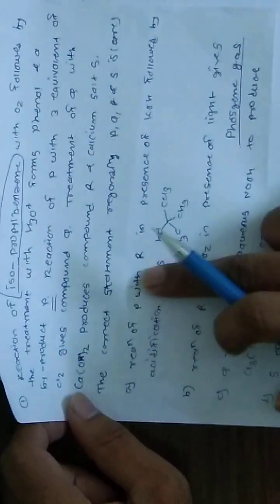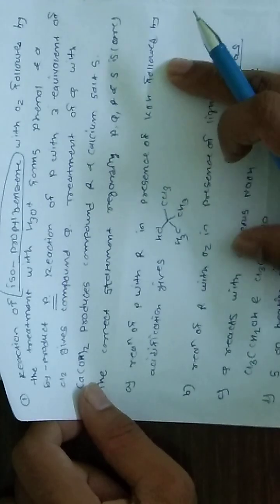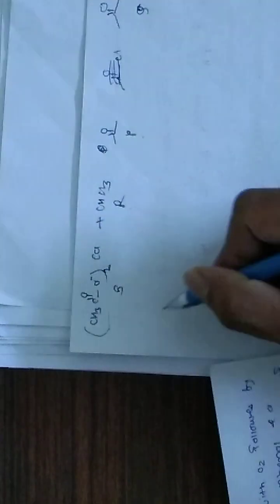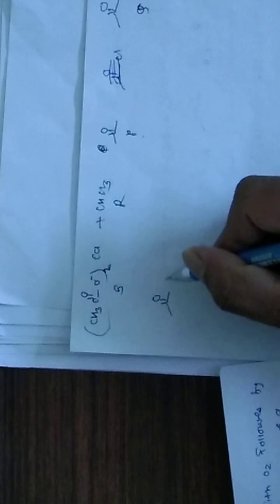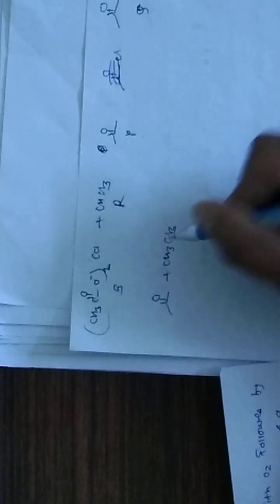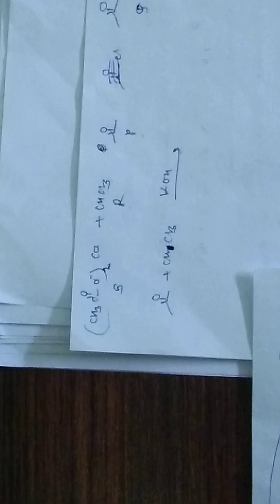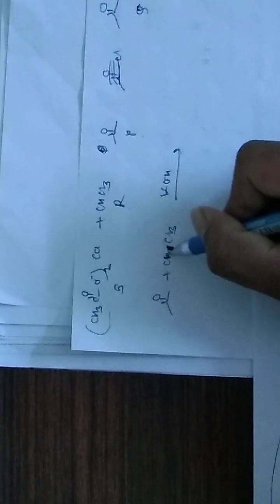Now according to the option, reaction of P with R in presence of KOH followed by acidification gives this. Is this option correct or not? Here first P is this, R is this. If we react acetone with chloroform in presence of base, what will be formed? Sorry, I have written it extra. CHCl3 is simply chloroform.